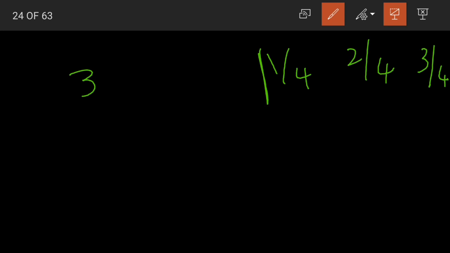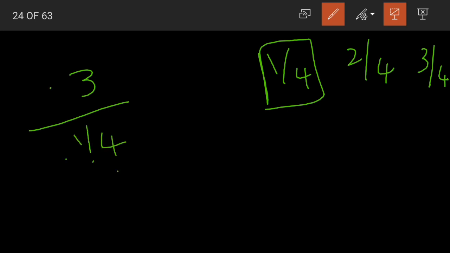What does fourths mean? Fourth means 1/4, 2/4, 3/4, we'll say, right? This is 1/4, this is 2/4, this is 3/4. So how many fourths are there in 3? This is called a fourth. So how do we find out how many fourths are there in 3? We need to divide 3 by a fourth.